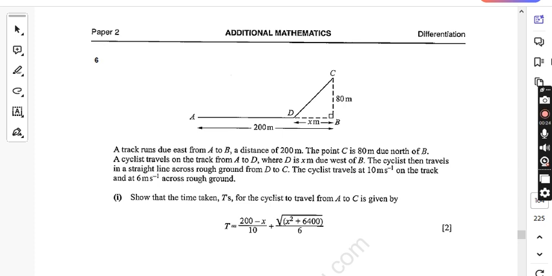Students, in the last lecture we did some questions of the topic differentiation from past papers. Today we will do some more questions of the same topic, differentiation.